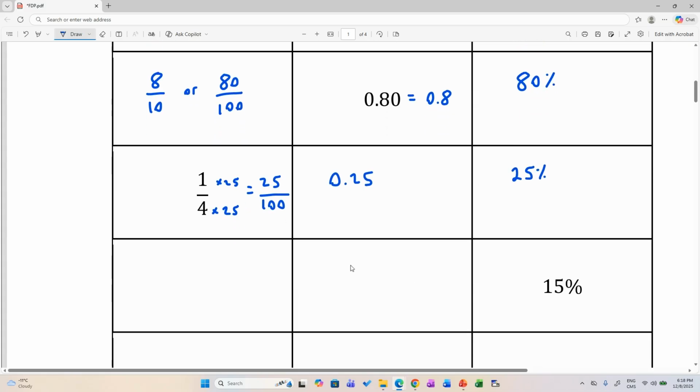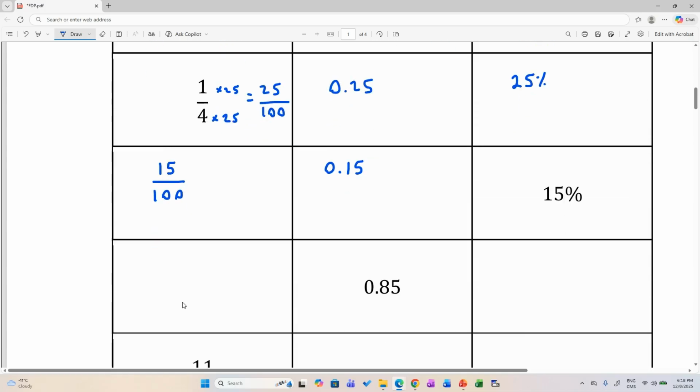Now, 15%, if I divide it by 100, I'm simply going to move the decimal 2 places to the left and remove the percent symbol, hence 1, 2. I'm going to get 0.15. 0.15 as a fraction is simply going to be over 100 because my smallest place value is in the hundredths here, 5. So it's 15 over 100, which reduces to 3 over 20.